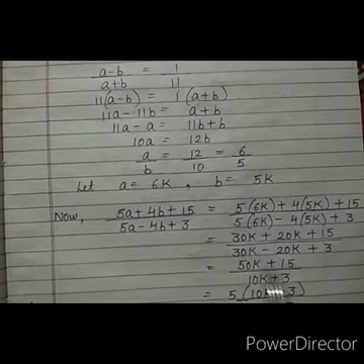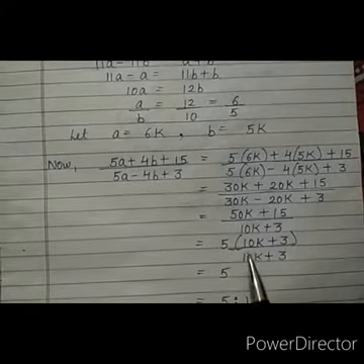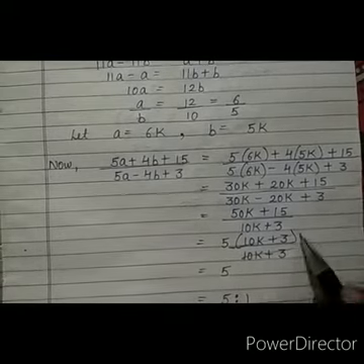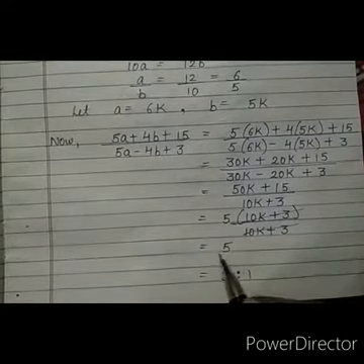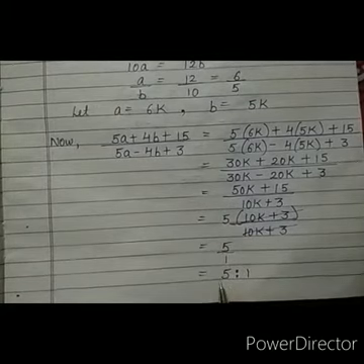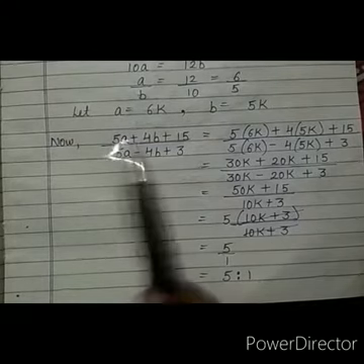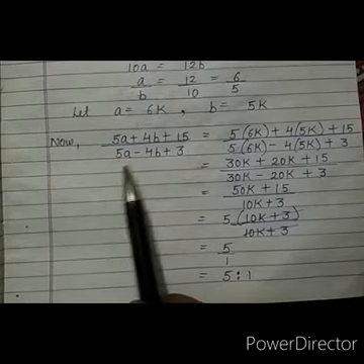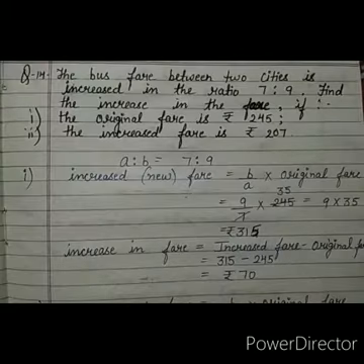Now take 5 common from numerator, then it will become 5 in bracket 10k plus 3 upon 10k plus 3. Now it will be cancelled by each other, then we have 5. So in numerator we have 5 and in denominator we have 1, so the ratio become 5 is to 1. So the ratio between 5a plus 4b plus 15 is to 5a minus 4b plus 3 is equals to 5 is to 1.